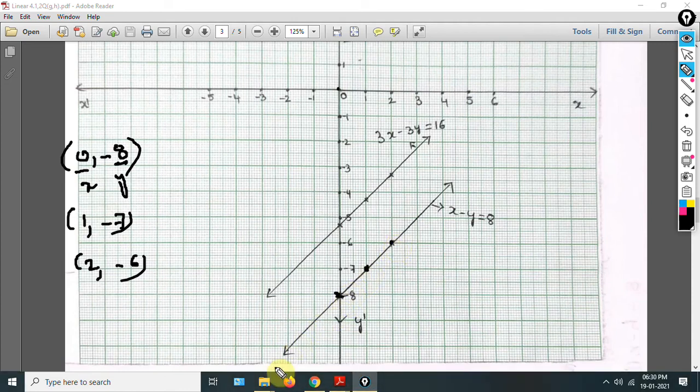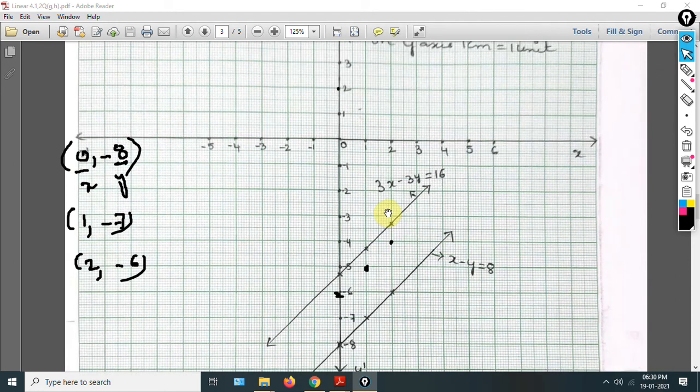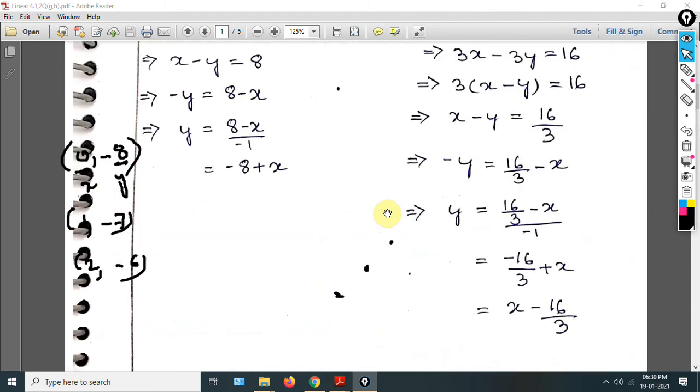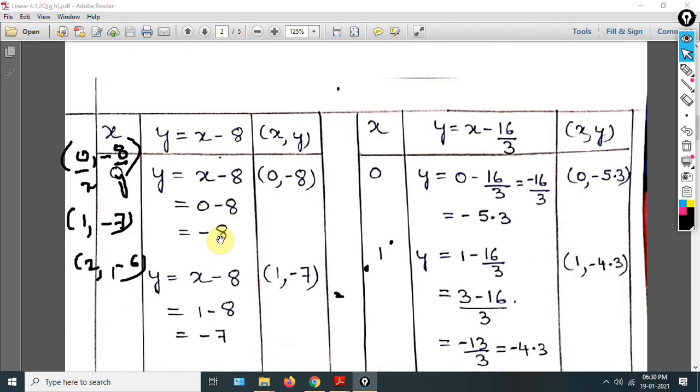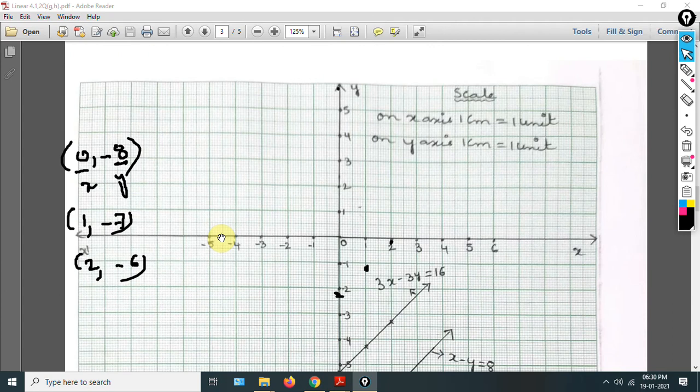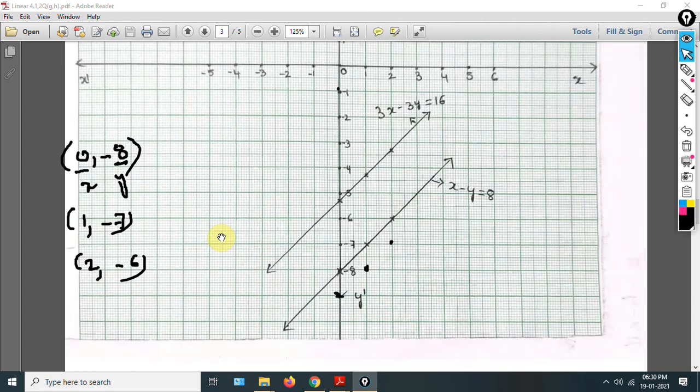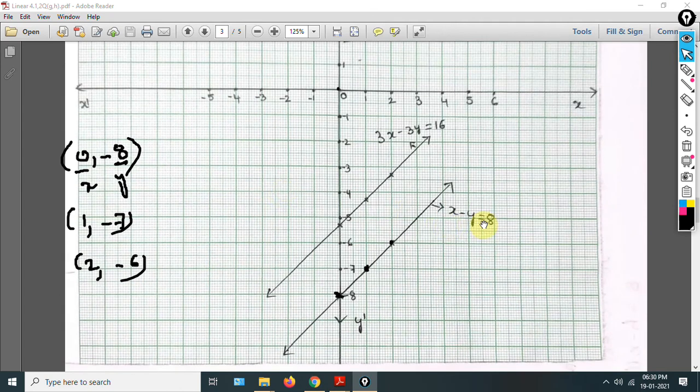Now we have to take one scale and join all these points. We have to draw the line like this. Now we have to put arrows. We have got this line. Now we have to mention the equation for which we have got this line. So the equation is x minus y equal to 8. For this equation only we have got this line, so we are writing that we also have to mention for what equation we have got it. So we are writing x minus y equal to 8.